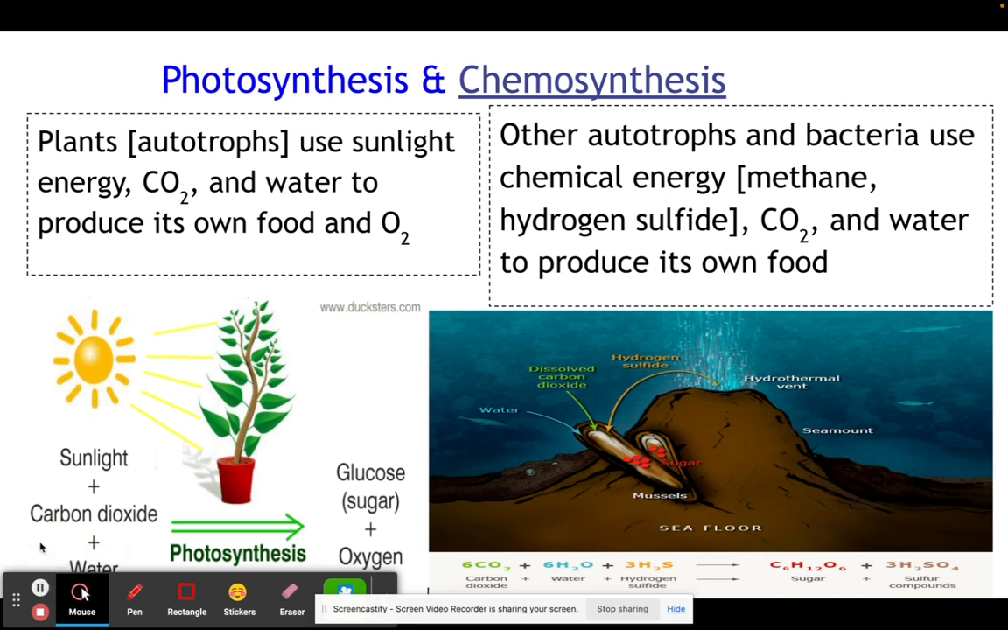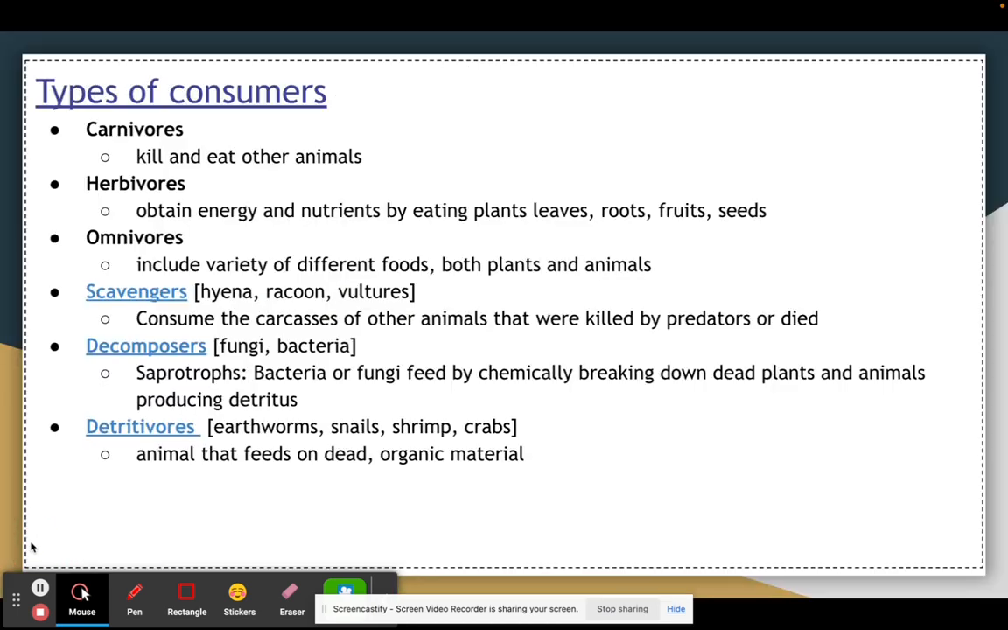So once again, we know our autotrophs make their own food, and they will do this by either photosynthesis or chemosynthesis. We have our consumers, which are all of our heterotrophs.